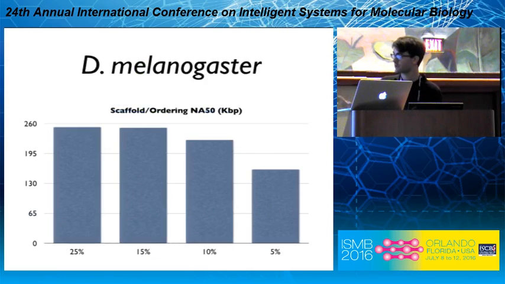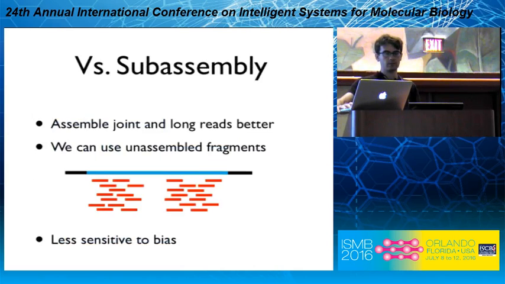Finally, one last thing we tried is to subsample to various coverages. And again, here we are doing reasonably well even at low coverages, and performance drops off at the very end, but still, even at 5%, we're doing better than the joint assembly.